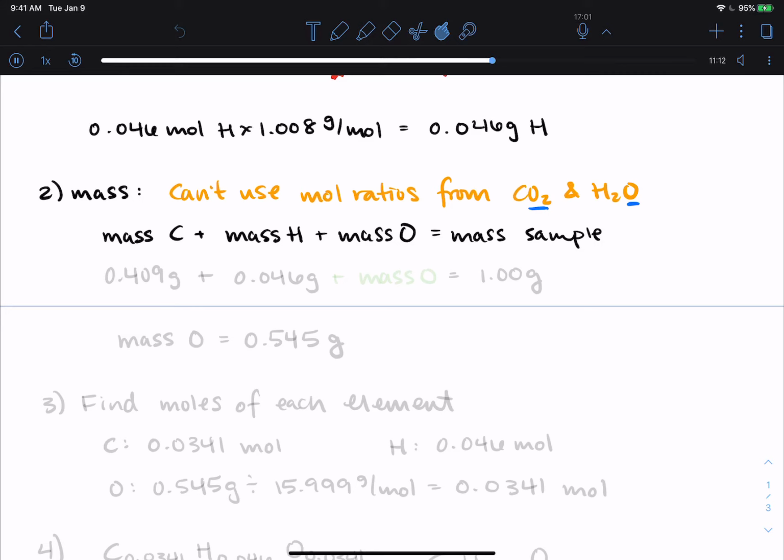So from step 1, it was 0.409 grams of carbon, 0.046 grams of hydrogen, plus, put this in a different color since it's what I'm solving for, the mass of the oxygen equals my entire sample, which was 1 gram. So if I subtract the 0.409 and the 0.046 from 1 gram, I'm left with the mass of oxygen being 0.545.